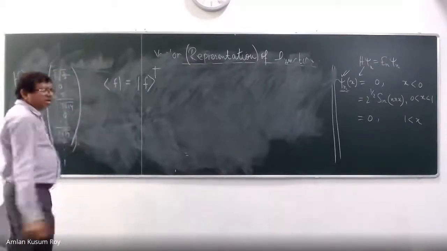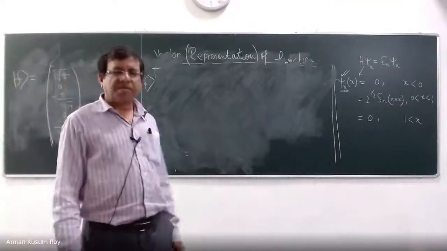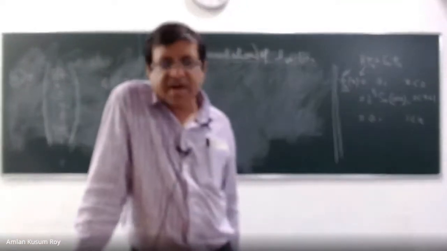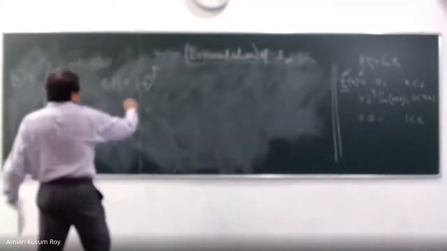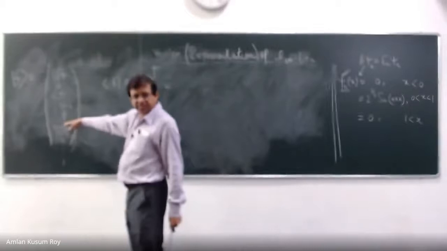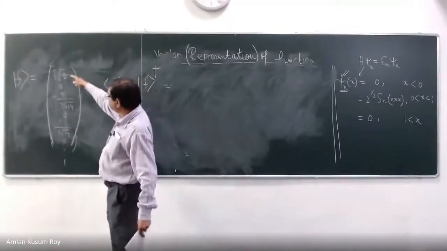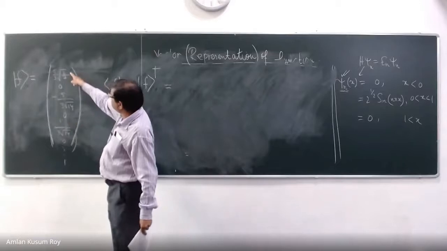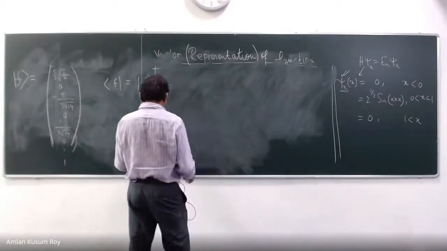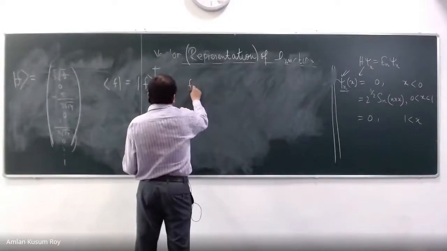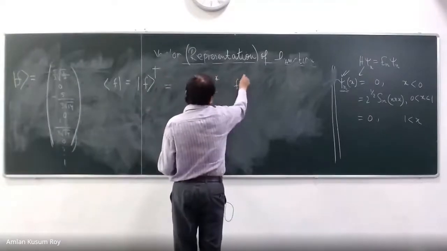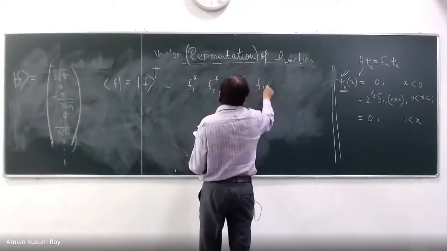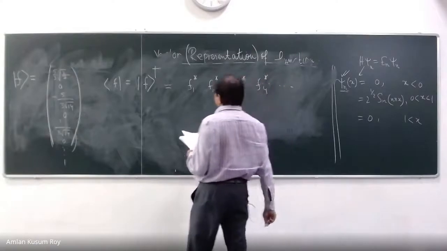In this case, I have represented a function by a matrix, a column vector. So what is my F in this case? You will take the complex conjugate transpose now, right? What is the complex conjugate? These are all real numbers. So let us write this whole thing: F1 star, F3 star, F4 star.